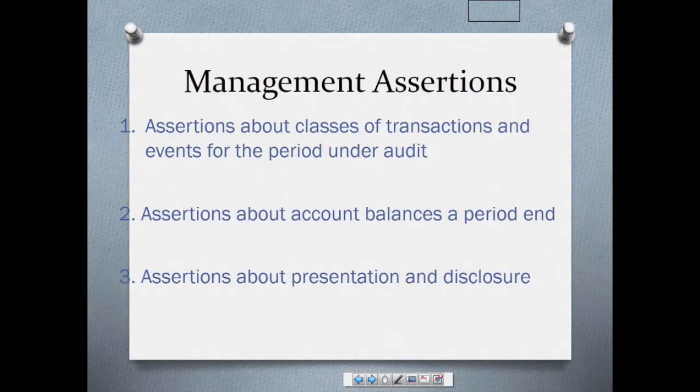Wait, so what's an example of the test of balance? Test of details? Yeah. Confirming accounts receivable. Oh, okay. Right. Confirming cash account balances, like the accounts on the balance sheet. An example of test of transactions would be to select a sample of sales from the sales journal and vouch those to the shipping documents, right? Because what you're testing is the amounts that are recorded in the revenue account.